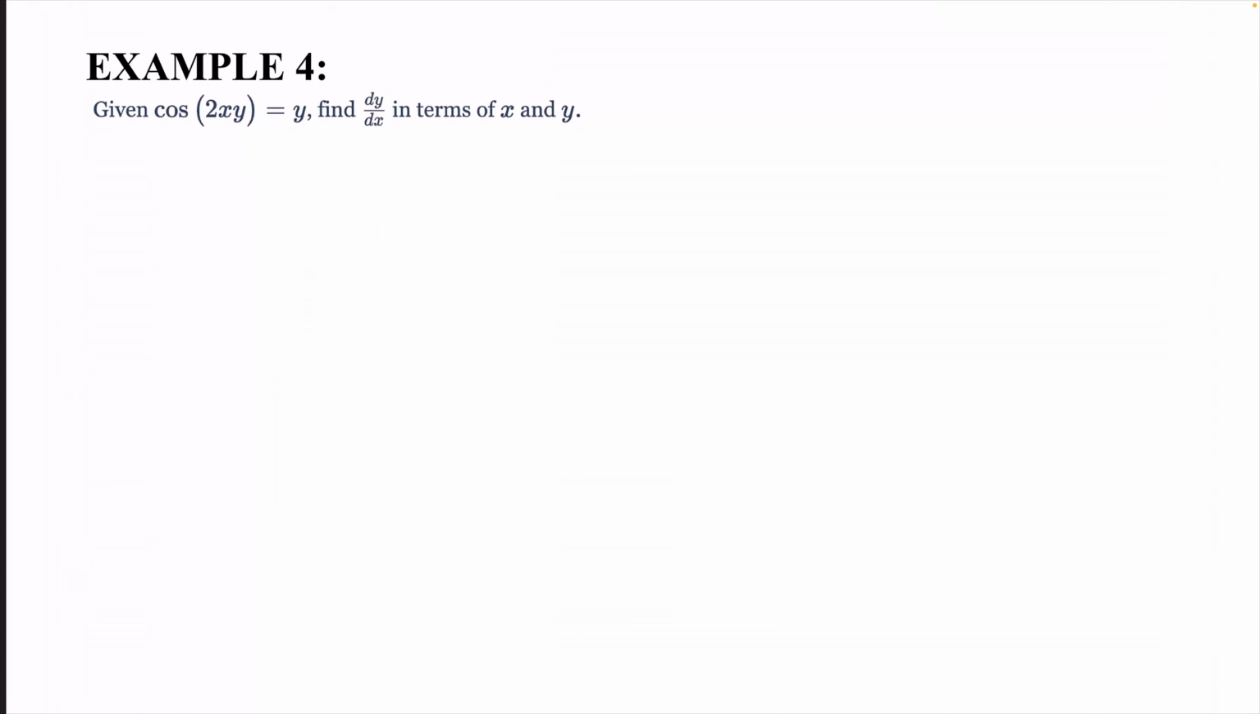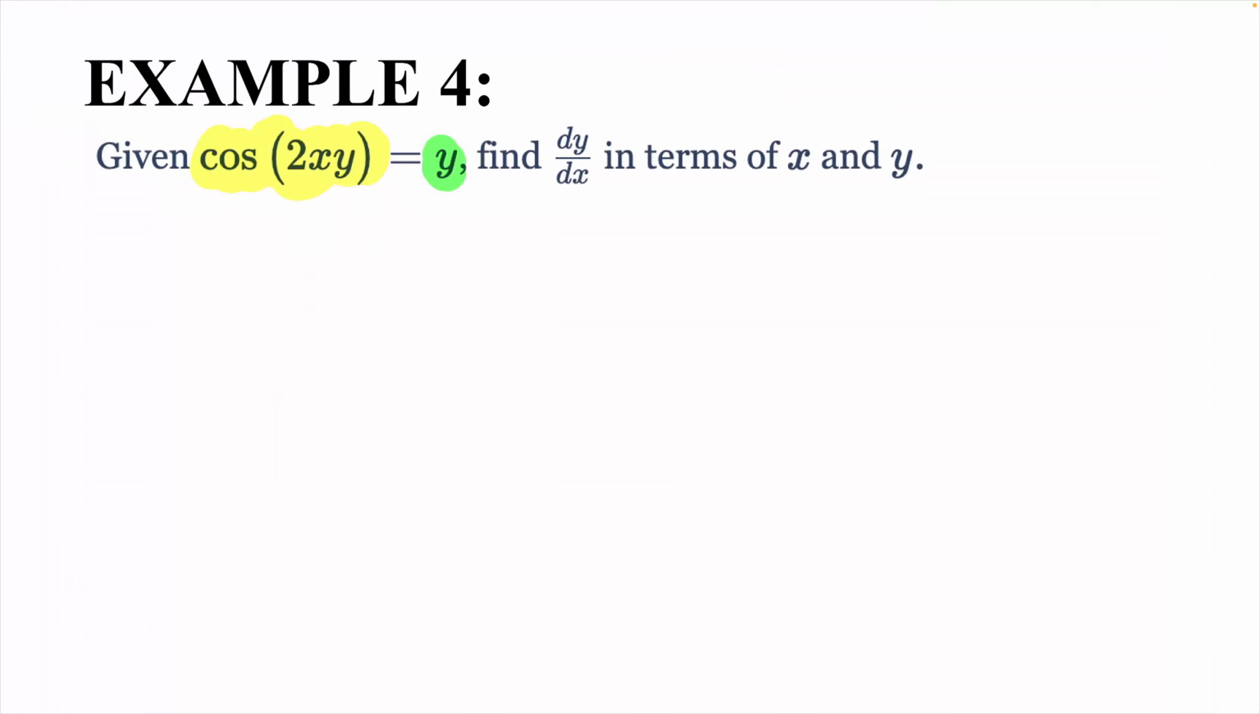Okay, so we have cosine of the angle 2xy equals y. Again, we have two terms. It's always important to look at what we have in front of us. I have this guy here and that guy there. The 2xy is really one term. Here's my question: how do you find the derivative of that?